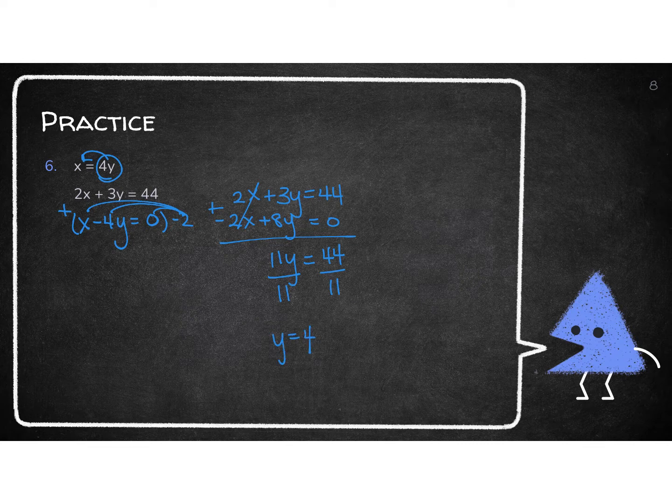So now I can take that. I'm going to go back to the original equations. So x is going to equal 4y. Again, I always just pick the top one. It doesn't really matter. Plug that 4 in for that y. So 4 times 4, x is going to equal 16. So if I rewrite that as a point, my x was 16, my y is 4.